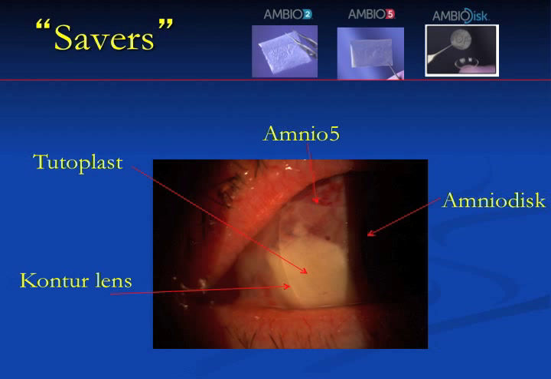So which are the heroes in this particular case? I call them the savers. I don't have a video of the surgery itself, but you can see over here the very homogeneous white is practically the Tutoplast. On top of it was the amniotic membrane 5, and you can see just the margin, so I used a larger size in order to cover. The amnio disc is not visible here, but it was placed on the cornea, and then it was the contour lens that was on top of everything, securing everything in place.